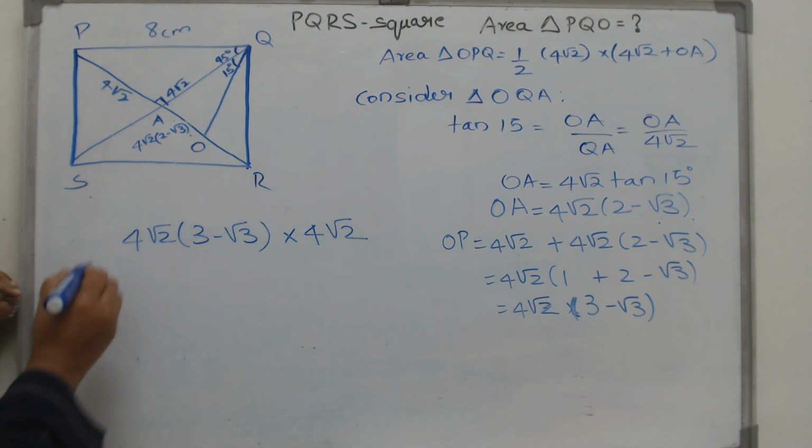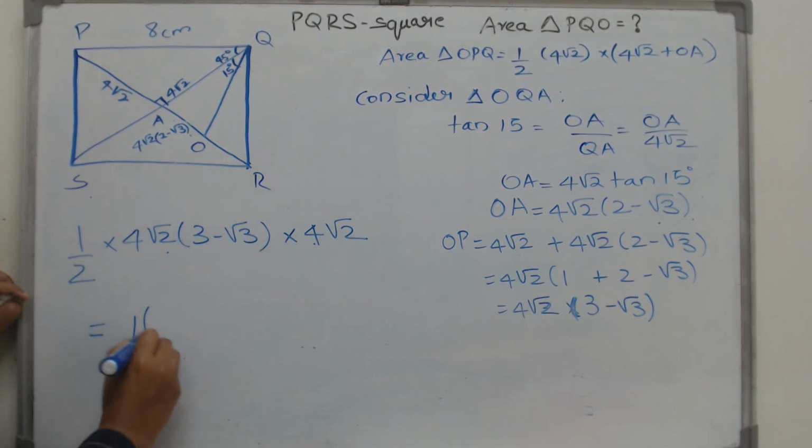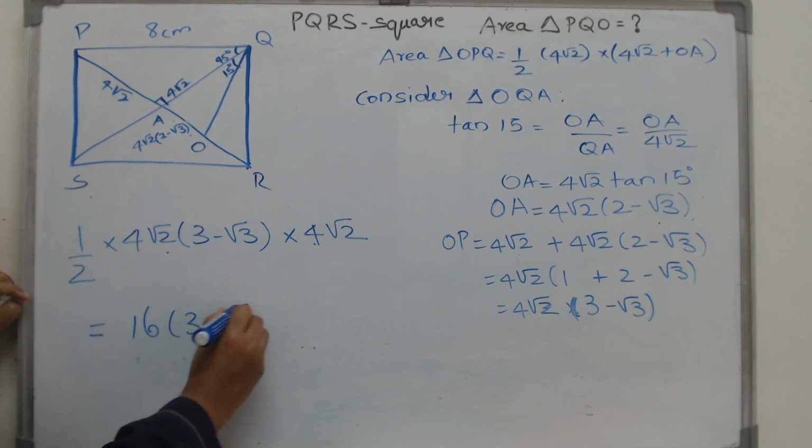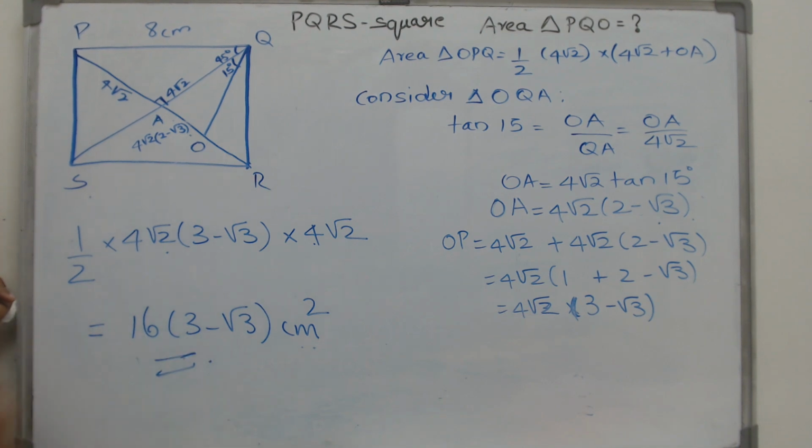And what is the area of a triangle? It is half into base into altitude, which means what? 16 into (3 minus root 3) centimeters square is the answer that we are looking for.